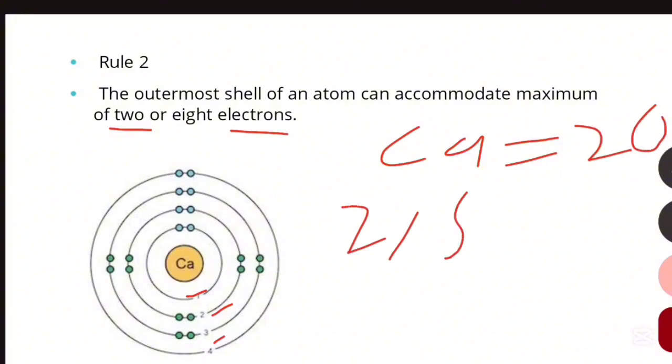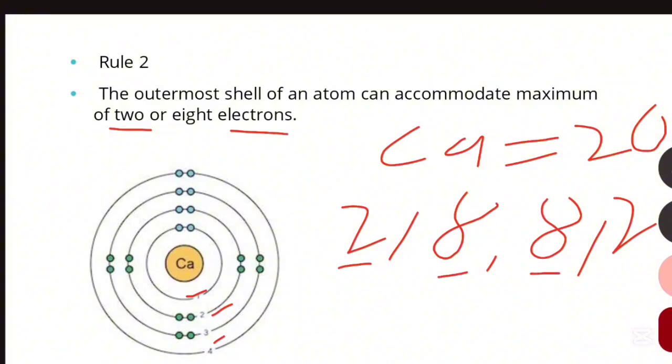The electronic configuration is 2, 8, 8, 2. So the first cell has 2, the second cell has 8, the third cell has 8, and the fourth cell has 2. The outermost cell of an atom can accommodate a maximum of 2 or 8 electrons.